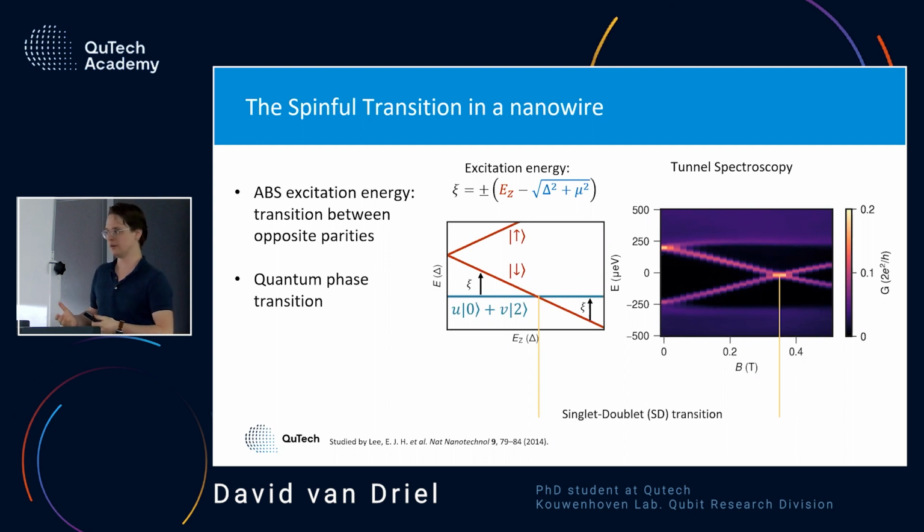And it's a specific one. We call it the singlet-doublet transition because the singlet used to be the ground state and now the doublet is the ground state, which in our case means that the ground state has become spinful, which is pretty interesting for a superconducting system because they don't really like the odd occupation.